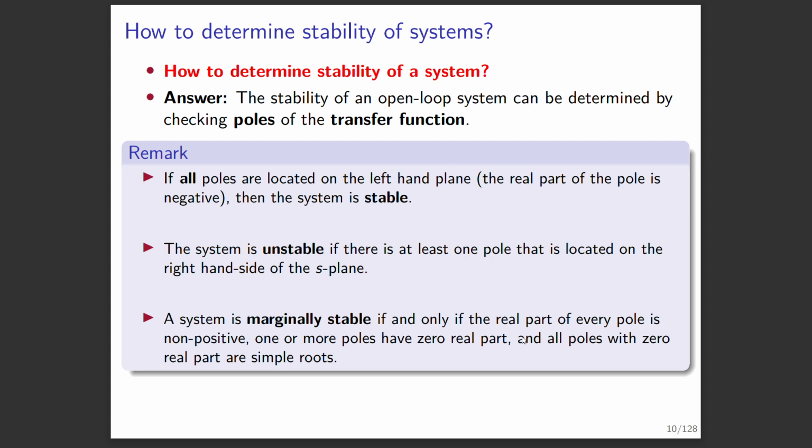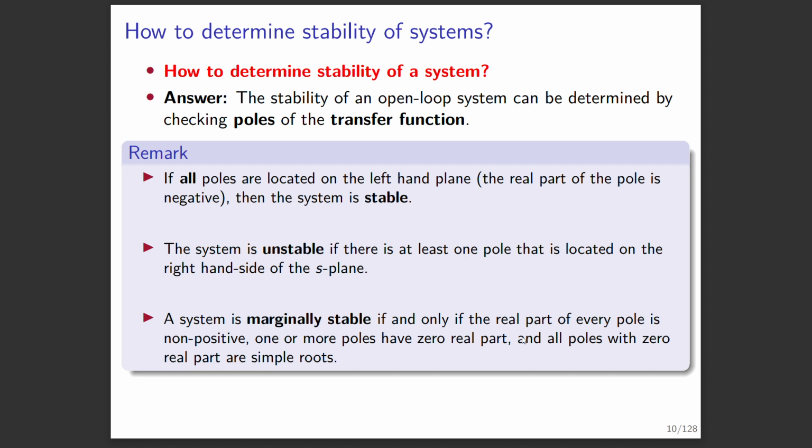Okay, how do you determine stability of a system? These are just definitions. These are the concept of stability. If I give you a system, how would you determine if it's a stable system? Well, we can look at the poles of the transfer function. If I have the transfer function of the system, I can look at the poles. If all of the poles are located on the left-hand side of the imaginary axis, then the system is stable. If there is even one pole that is on the right-hand side, your system is unstable.